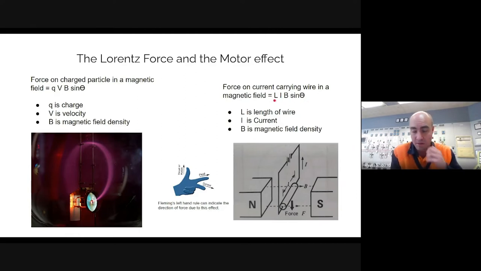All a motor and a generator really is, is just a box full of coils and magnets arranged in such a way that, in the case of a motor, when you put current through that coil and it interacts with the magnetic field, it wants to move. And that's how you get the rotating motion out of the motor.